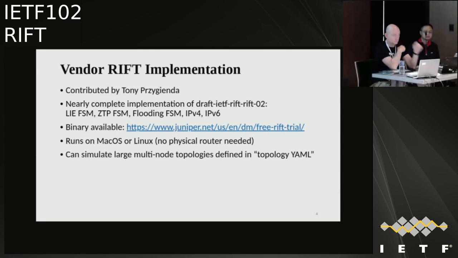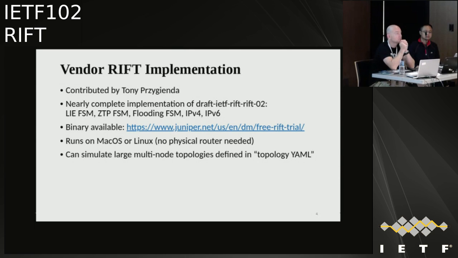Next slide. So the first implementation was an implementation from a network equipment vendor. It was brought in by Tony, who's the architect of this implementation, and he has a team of developers working on it. That implementation is a complete, or at least nearly complete, implementation of the draft as it stands today. So that means all the finite state machines are there for the interfaces, the zero-touch provisioning, the flooding for both IPv4 and IPv6.